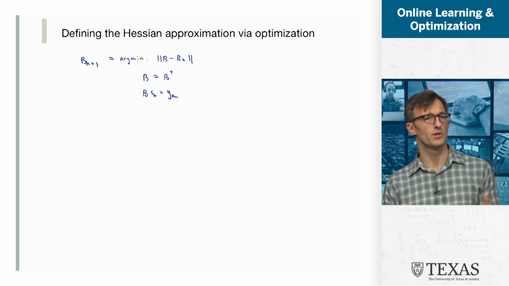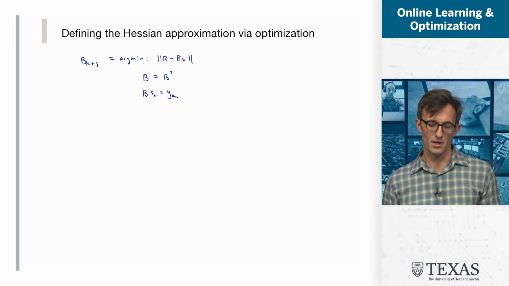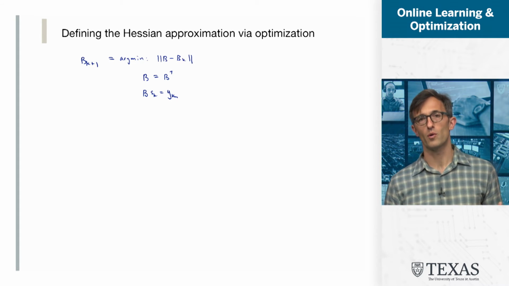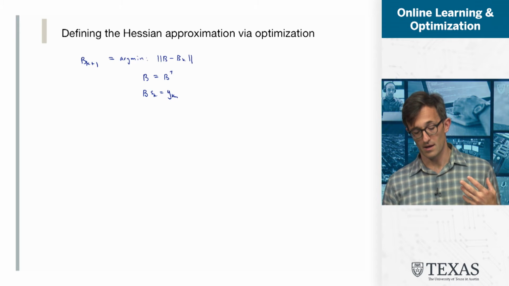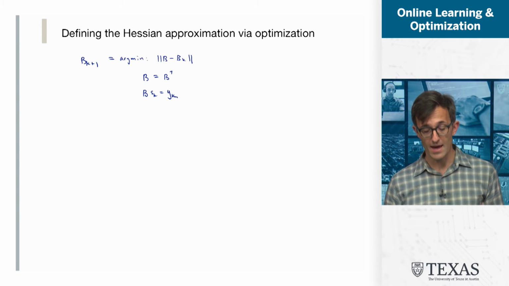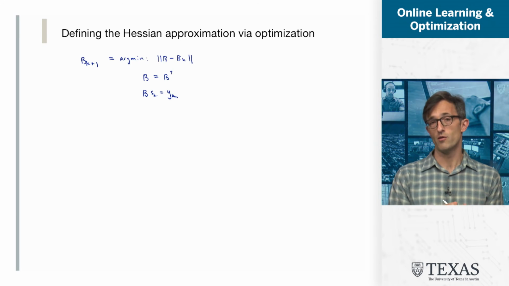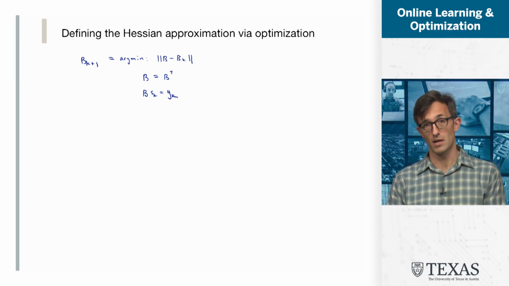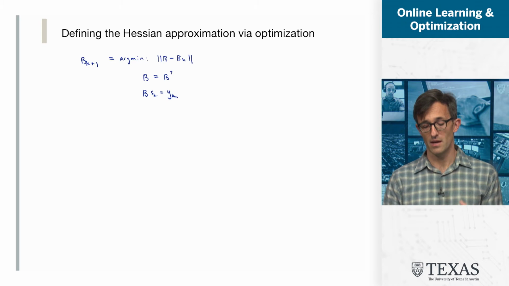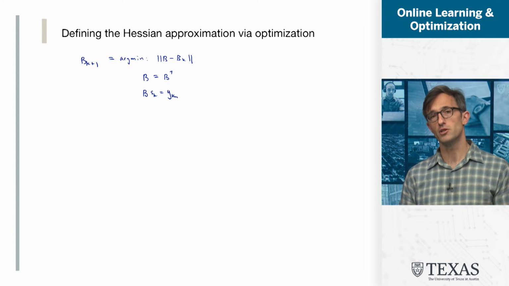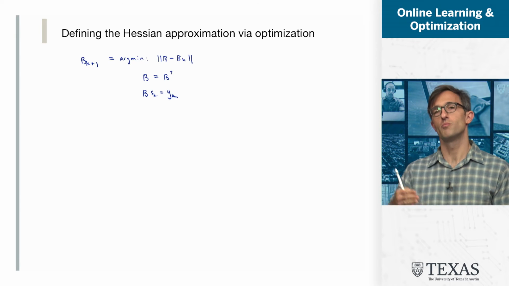Again, this is natural. If you think about our analysis of Newton in the previous sequence of lectures, the key requirement was that the Hessian is Lipschitz. That means that if you evaluate at nearby points, the Hessian doesn't change too much. And B_k and B_{k+1} are trying to approximate the Hessian at subsequent points of the iteration.